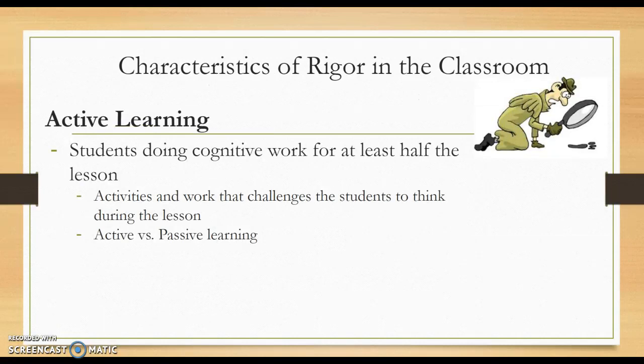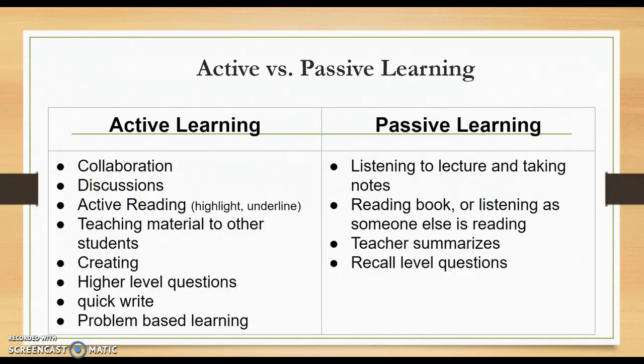So another thing that we want to take a look at is active learning. Students doing the cognitive work for at least half the lesson. So think about those lessons and activities and the work that challenges the students to think during the lesson. And really what it comes down to is active versus passive learning. So let's take a closer look at that.